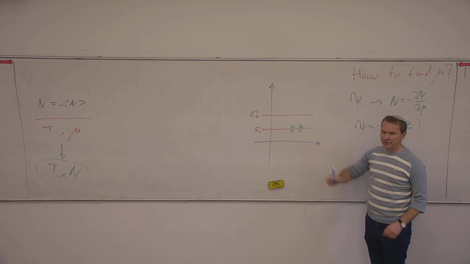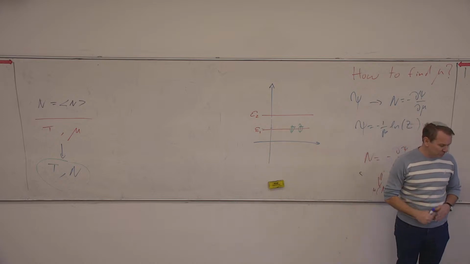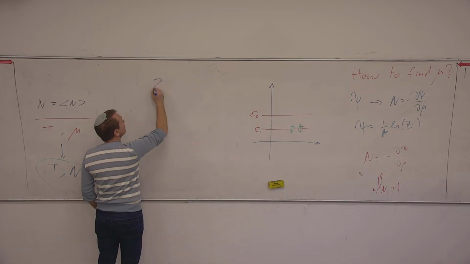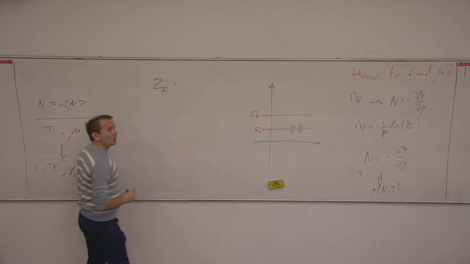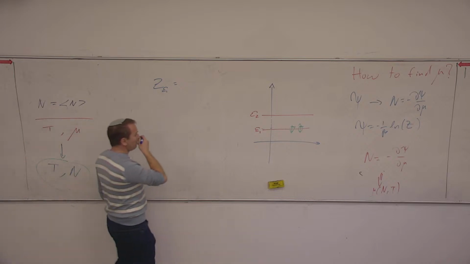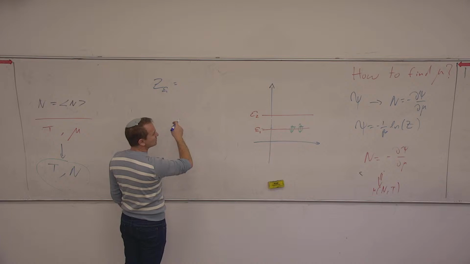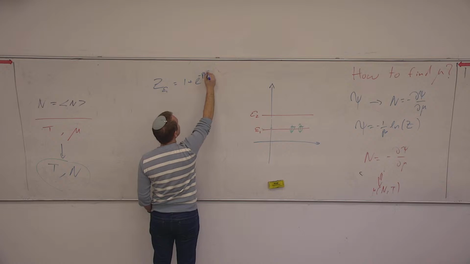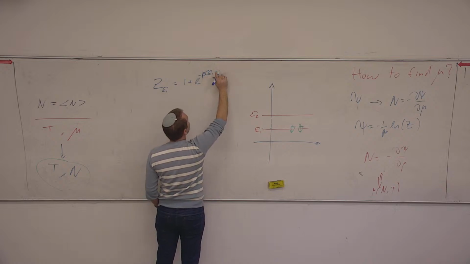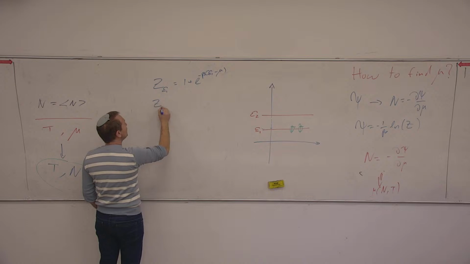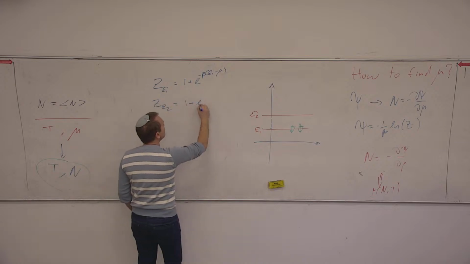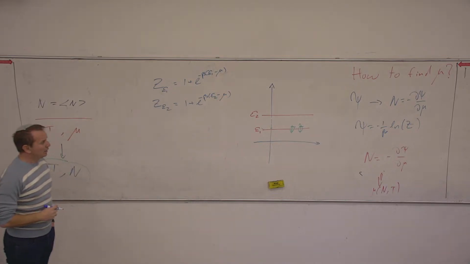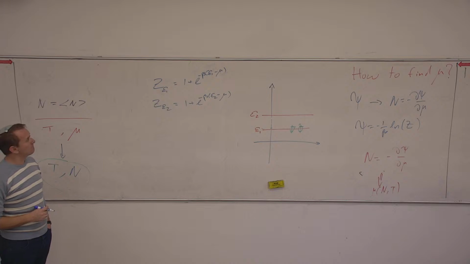So let us write down what we know, the occupation, or Z, of epsilon 1 equals, I'm sorry, Z of epsilon 1 equals 1 plus e to the power minus beta (epsilon 1 minus mu), right? And Z of epsilon 2 equals 1 plus e to the power minus beta (epsilon 2 minus mu).